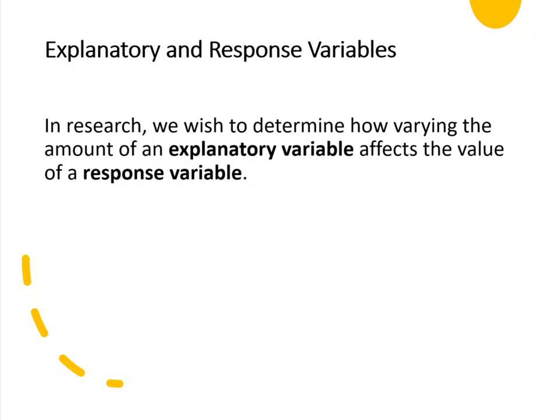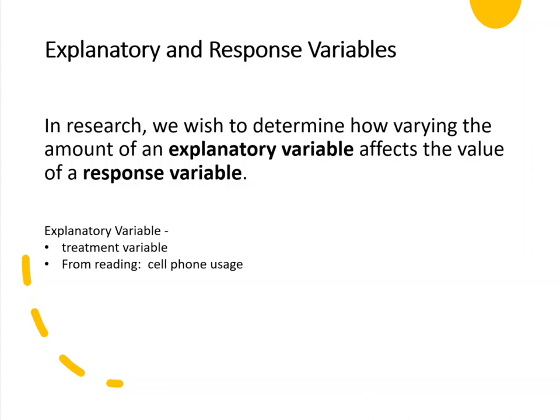In our research in statistics, whether we're talking about an experimental design or an observational study, what we want to look at is, if I vary one variable, how does that impact a different variable? So we want to start with what's called an explanatory variable. An explanatory variable is what we call a treatment variable.